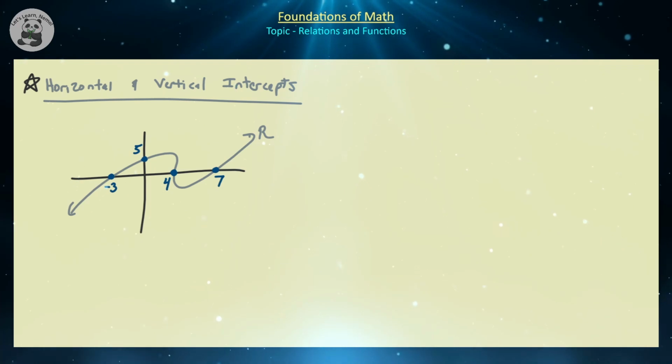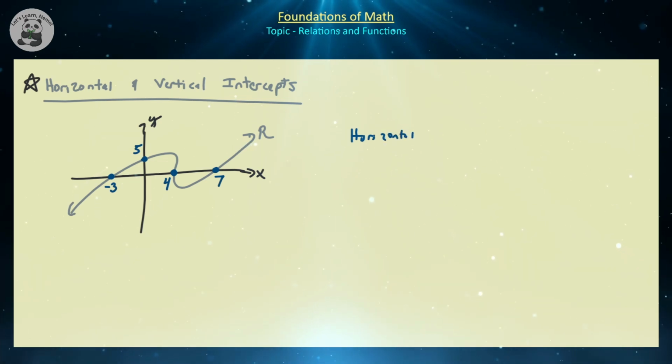The next thing that I want to briefly go over, which is often associated to relations and functions, is known as horizontal and vertical intercepts, also often called x and y intercepts, depending on the label of the axes. So let's assume that we call the horizontal axis the x-axis, and let's assume that the vertical axis is the y-axis in this case. So the horizontal intercepts are often associated to the horizontal axis. So if the x-axis is the horizontal axis, then we're going to be calling these x-intercepts as well.